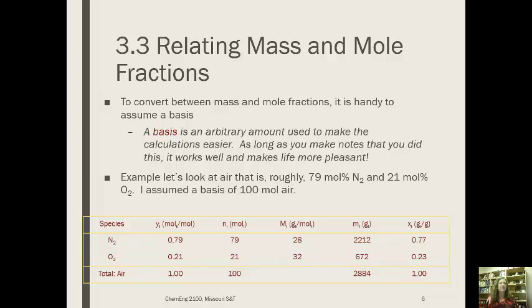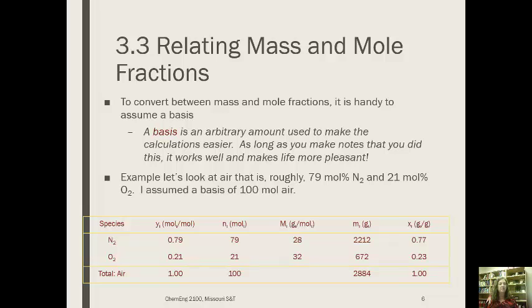All right, so let's look at air. It's roughly 79% nitrogen and 21% oxygen. That's on a mole basis because it's a gas. So if I assume that I have exactly 100 moles of air, then that would mean that I have 79 moles of nitrogen and 21 moles of oxygen.